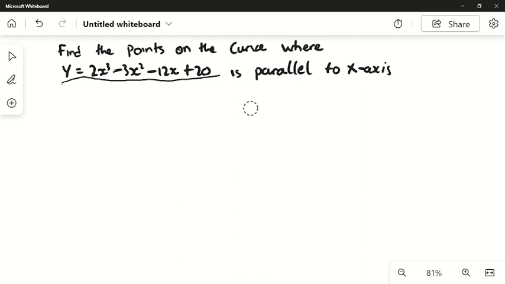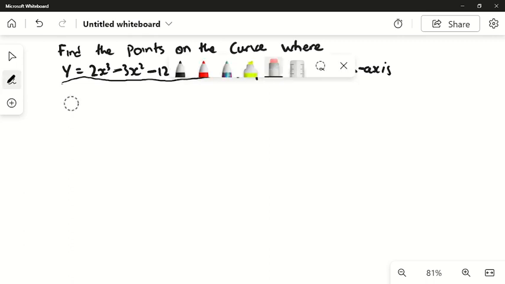In this video, what I'm about to show you is how you can solve this particular problem. It says we should find the point on the curve where y is equal to 2x cubed minus 3x squared minus 12x plus 20 is parallel to the x-axis. But before we do that, first let's draw a sketch real quick.